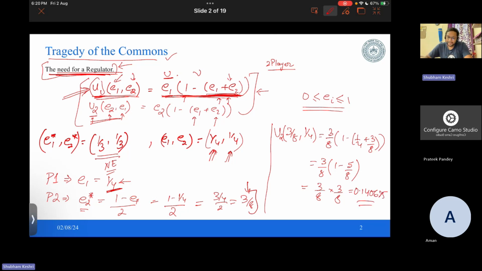So this value is coming out to be 0.140625. All right. And if you remember, the utility at Nash equilibrium was, is there any question?